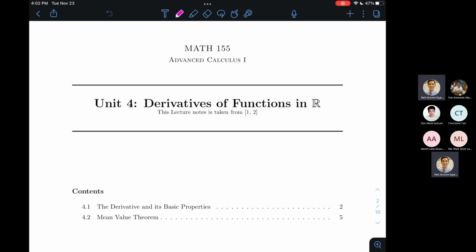So that only leaves us with about, I think, 4 weeks and change for the semester. Medyo ilan na yung mga linggo na pagsasama natin. But the nice thing is that we only have 2 chapters or 2 units left for Math 155. So nandito yung unit 4, derivatives of functions in the set of real numbers, and unit 5, integrals. But of the two, unit 4 is much shorter kasi konsepto lang naman siya ng derivatives.